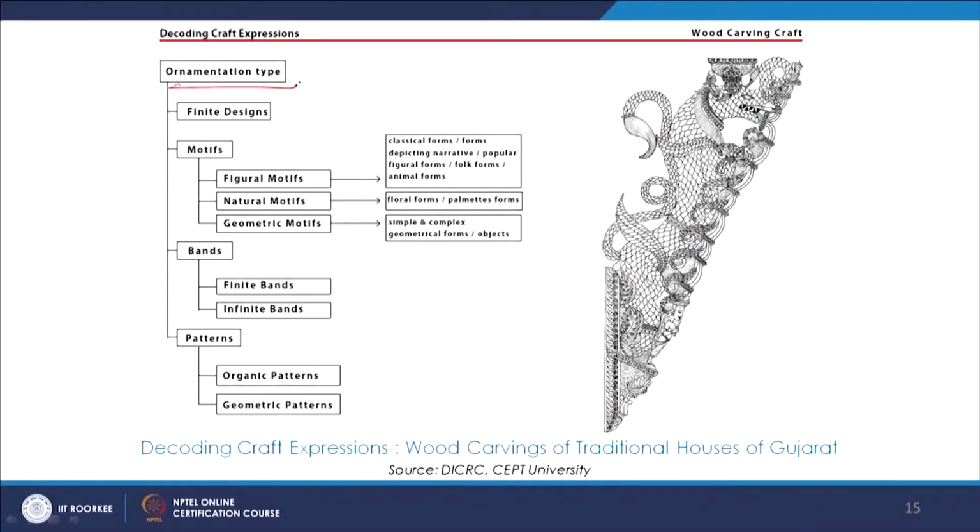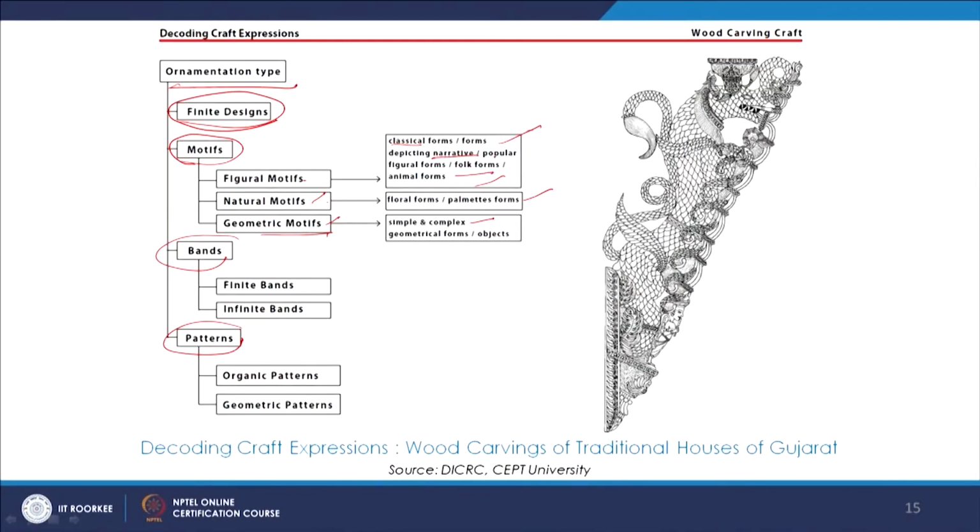Now talking about the ornamentation type, we are still discussing varied kinds of analysis. Within ornamentation there are finite designs which we will see later, and there are different kinds of motifs, bands and patterns. Within these also there are different classifications. For motifs, we could see figural motifs, natural motifs, and geometric motifs. Within these there could be a further classification like simple and complex. Natural could be floral and pelmet forms, and within figural there could be very different sub-classifications like narrative, classical, folk.